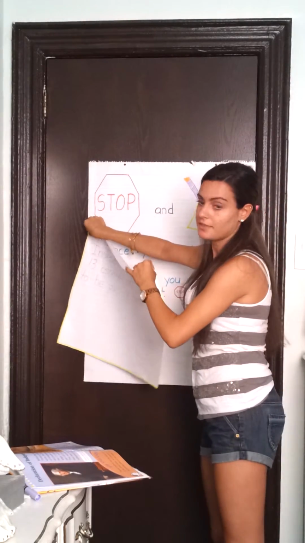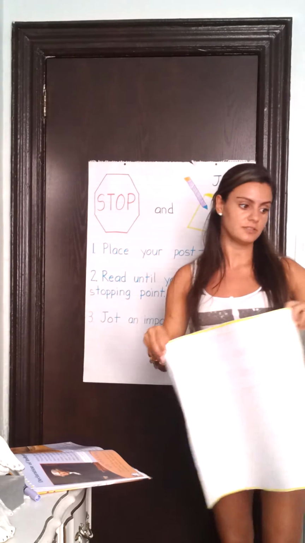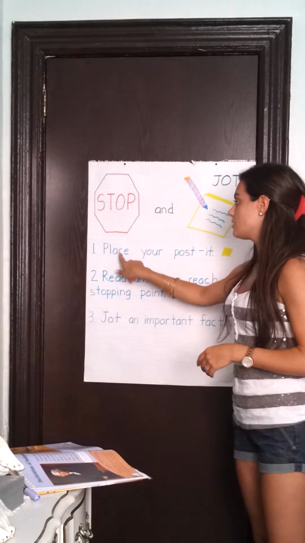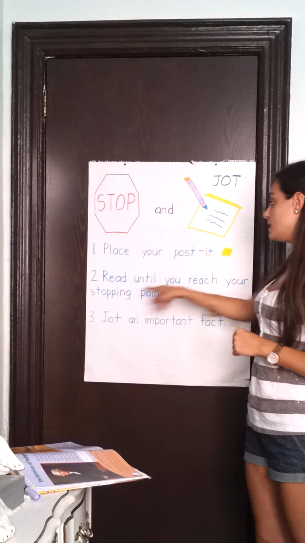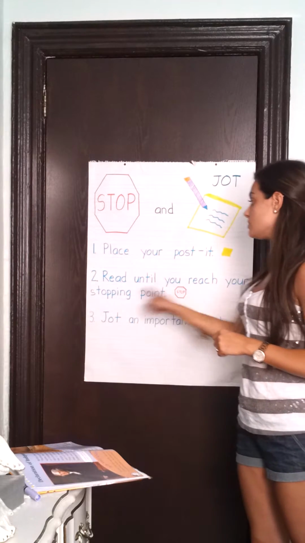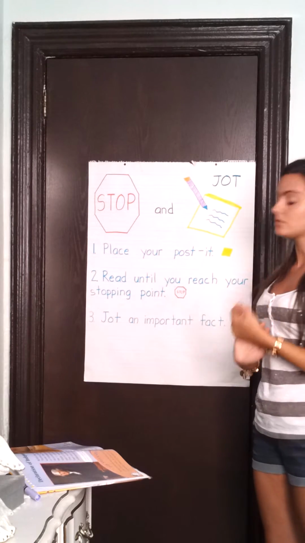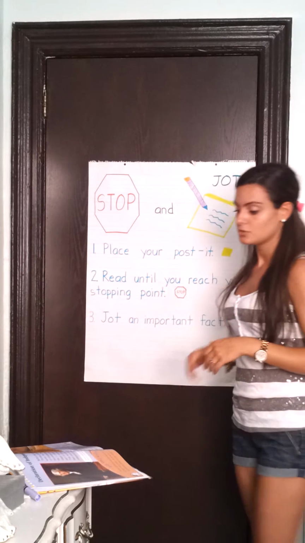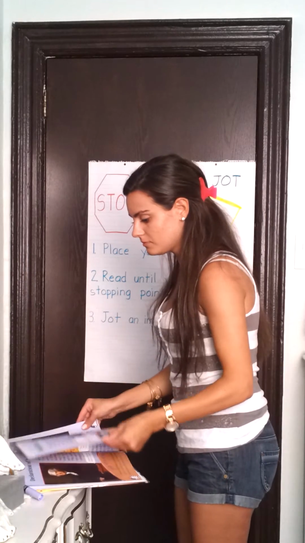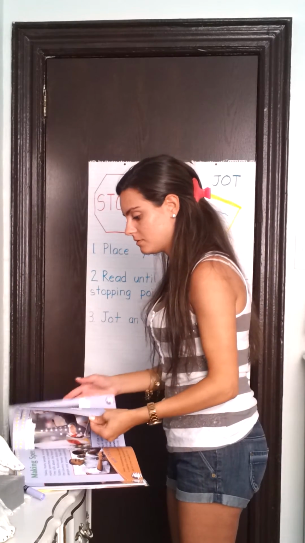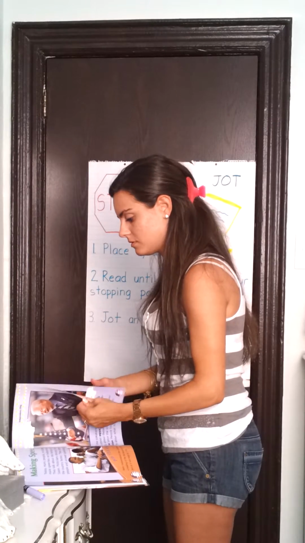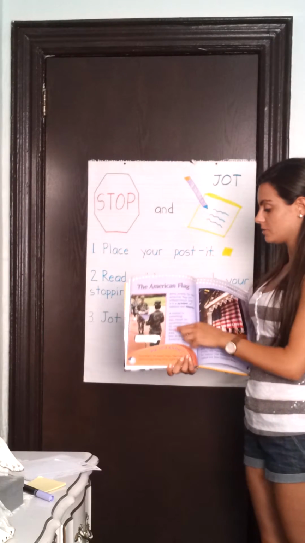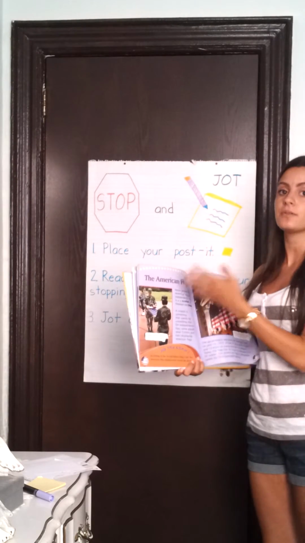Now that we practiced together how to stop and jot in a nonfiction text, you are going to do it on your own. So again, first, we place your post-it. Second, read until you reach your stopping point. So you stop at the end of the section. And third, jot an important fact down. So you're going to read about the subheading, the American flag. And you are going to read the section and stop and jot an important fact about the American flag.